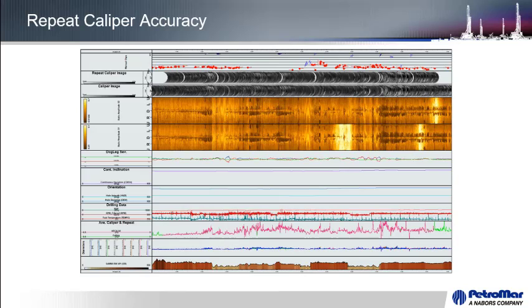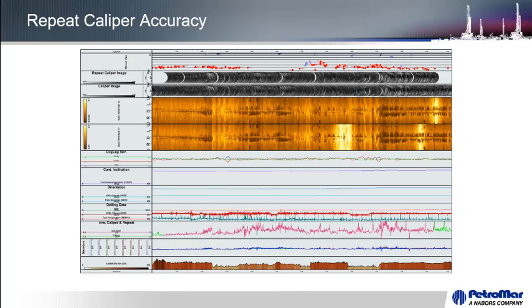And then we've got a copy of the image. And now here's where it gets interesting. You've also got your micro dogleg severities, your continuous inclination, the orientation, and some drilling data. But now where it's really interesting is the third one from the bottom. In green, you've got your initial caliper, and in red, you've got your repeat caliper. And notice that they almost perfectly overlay.